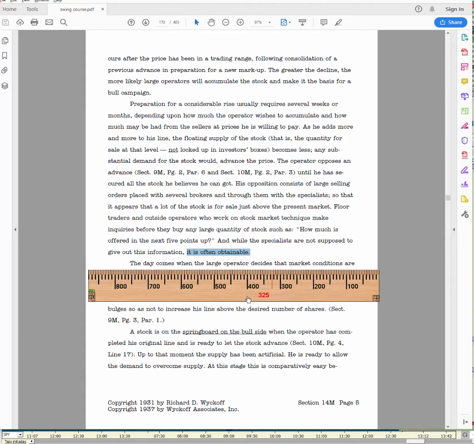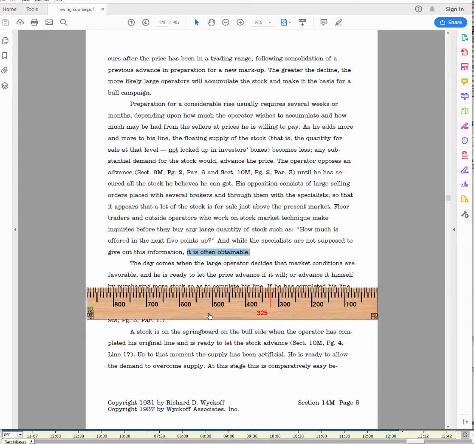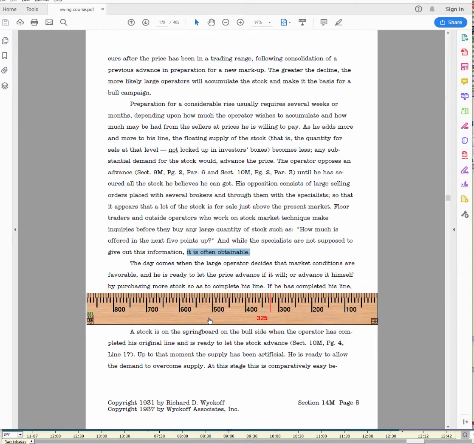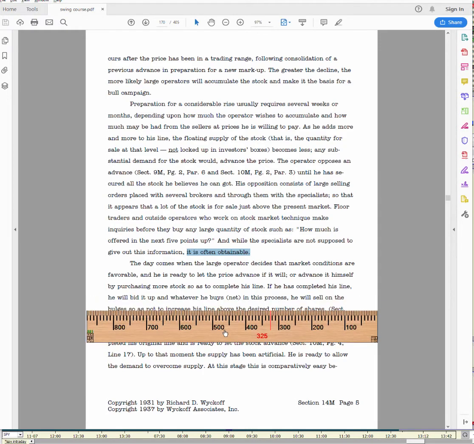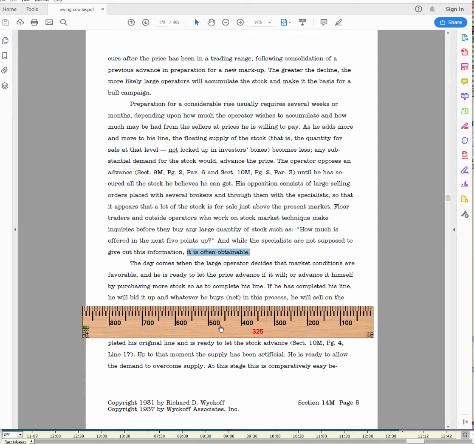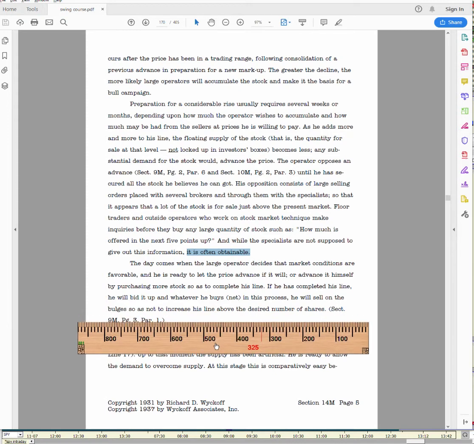The day comes when the large operator decides the market conditions are favorable and he is ready to let the price advance if it will, or advance it himself by purchasing more stock so as to complete his line. If he has completed his line, he will bid it up, and whatever he buys in the process he will sell on the bulges so as not to increase his line above the desired number of shares.